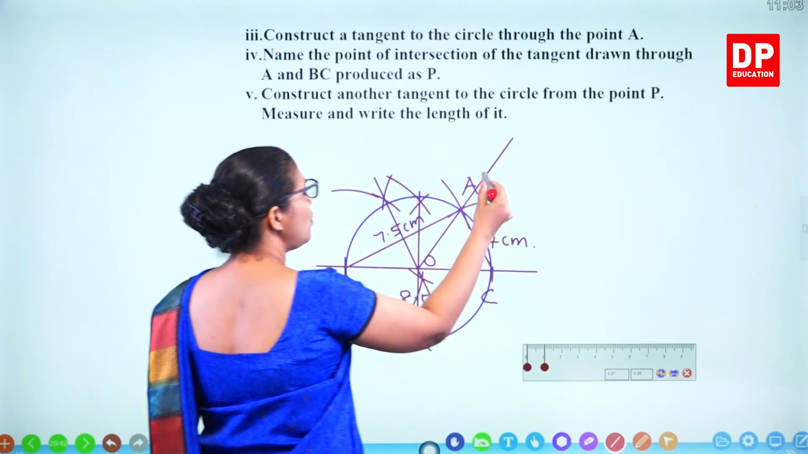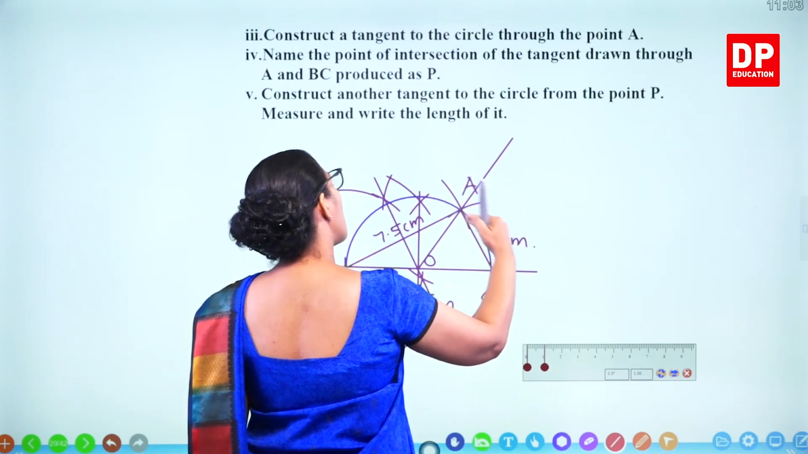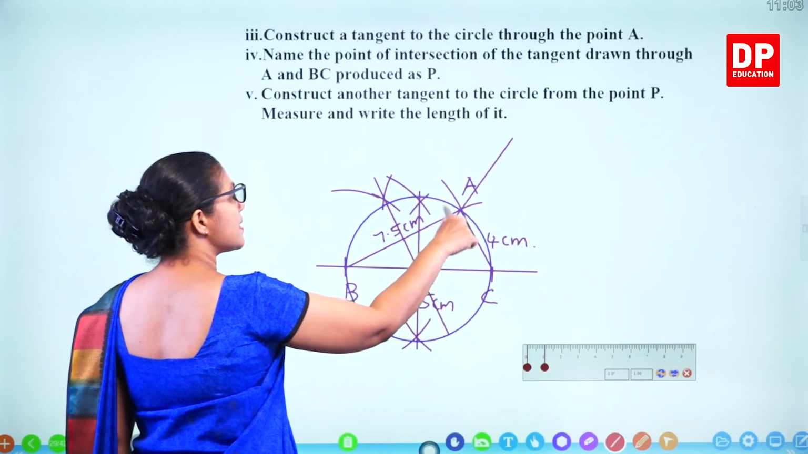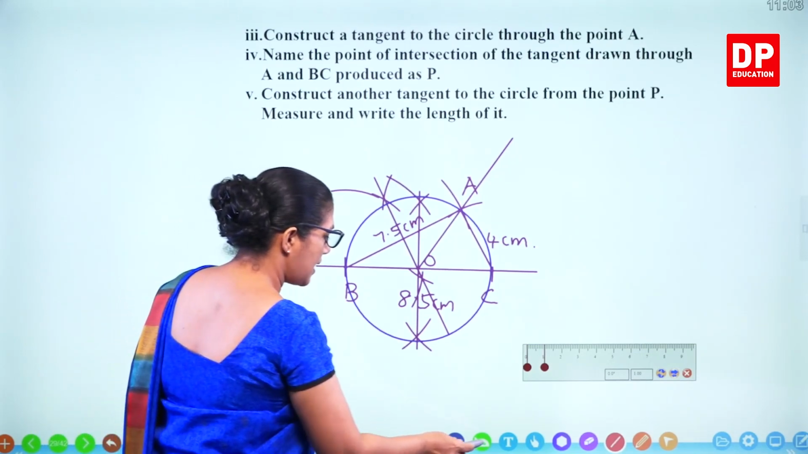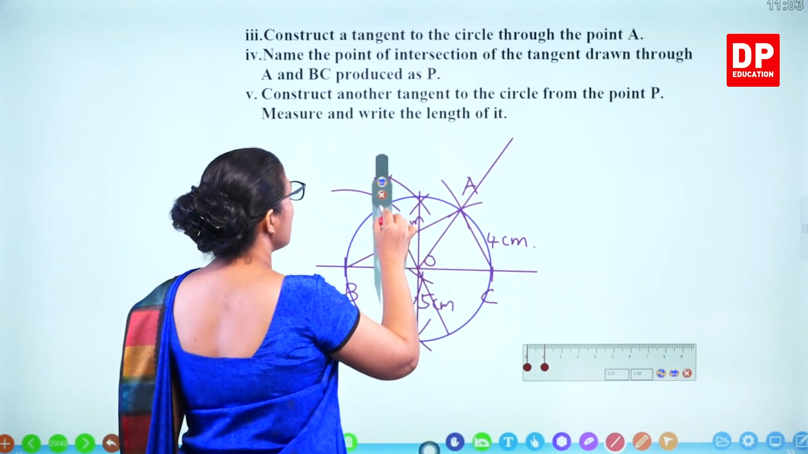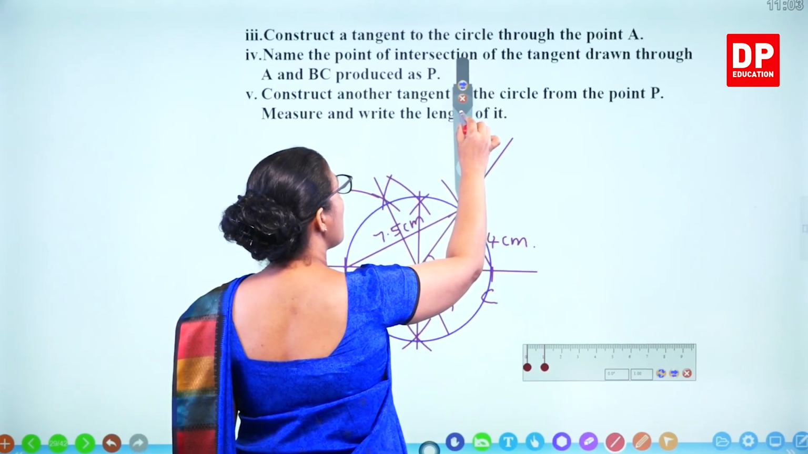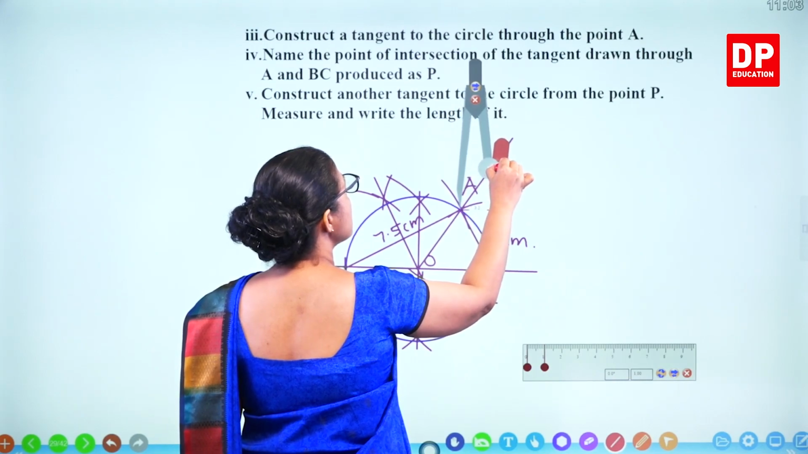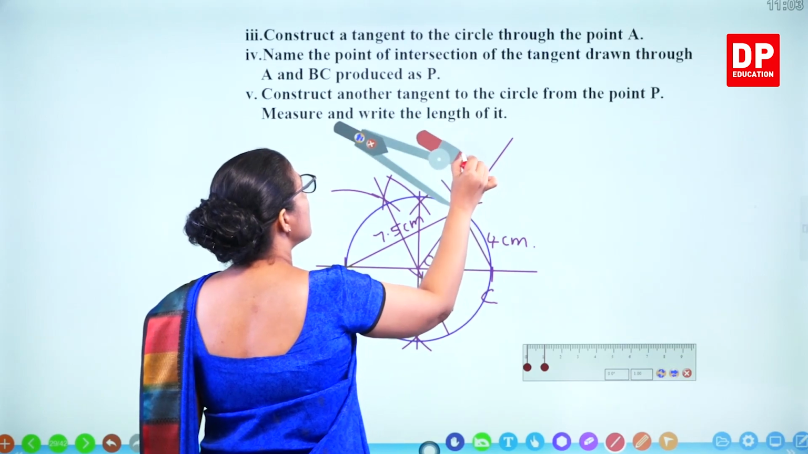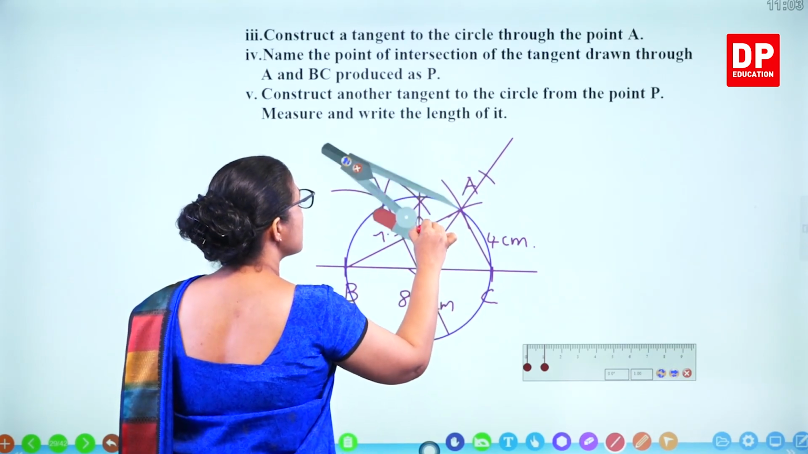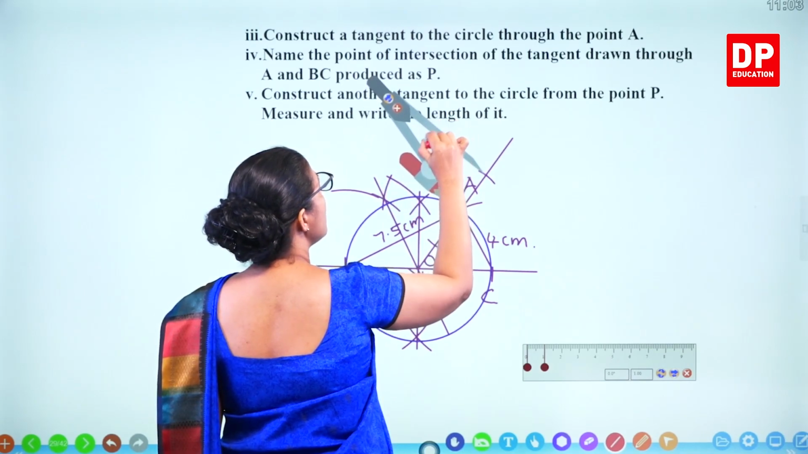And now we have to draw a perpendicular to that, because the radius and the tangent both are perpendicular. So we can take the compass and draw a perpendicular line. Keep the compass on top of A, take any distance, draw an arc to this side and to this side, and then keep it on top of this point.